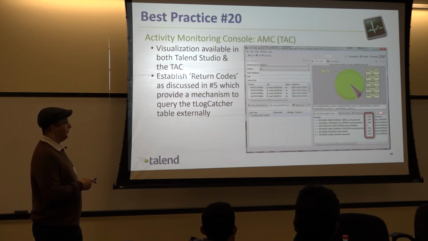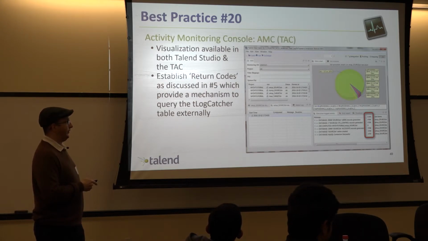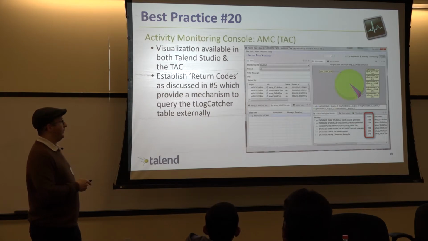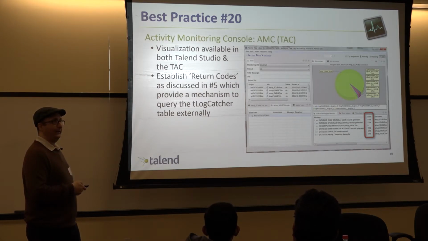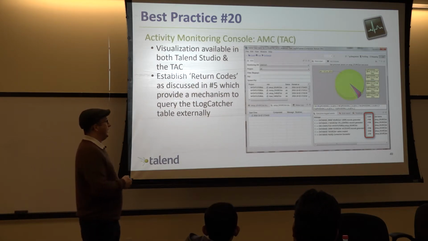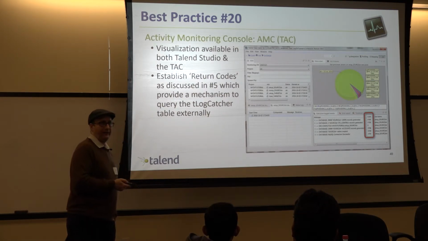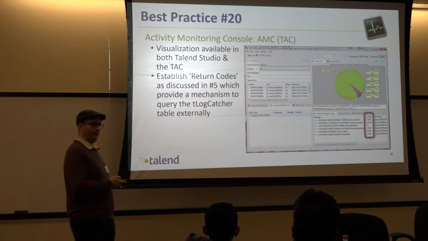So if you're creating good error codes, for example, you'll be able to see the exact error code that occurred and what was going on at the time and what the message was. So there's all sorts of really useful information that you can get using the AMC. We have some documentation on how to use the AMC. It's not too difficult really.